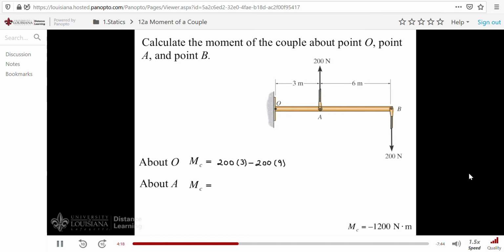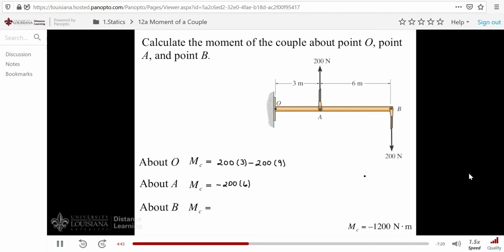Now let's calculate the same couple moment about point A. If I do that, the moment of this force around the point is 0, and I only have the moment of this force, and that will simply give me minus 200, and now the moment arm distance is equal to 6. But when we work this out, again we get the same result, minus 1200 Newton meters.